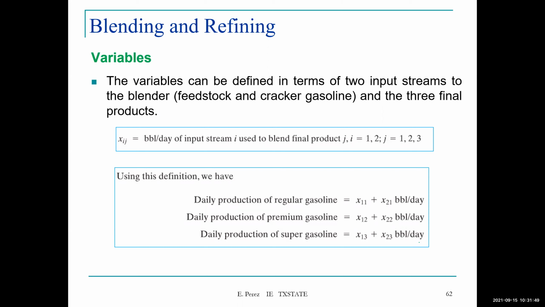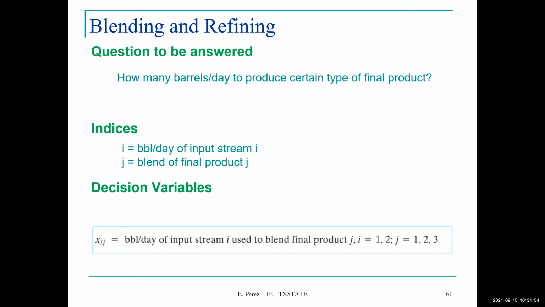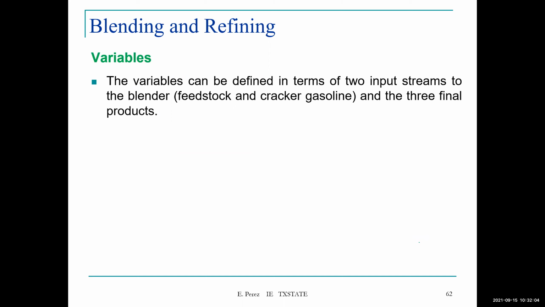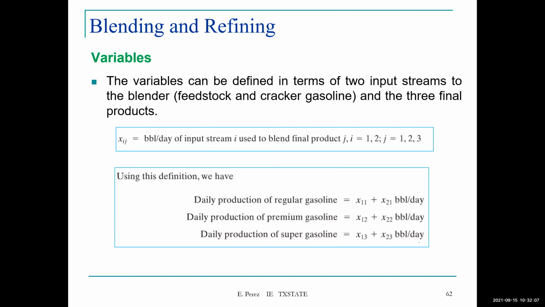And then we have two processes, 1 and 2, to blend the final product. So we have stream I, and for that we have streams 1 and 2, which are the feedstock and the cracker gasoline. So for daily production of premium gasoline, again, we have two inputs, 1 and 2, and the type of gasoline that you're going to produce is 2, which is the premium. So it's represented by J equals 2. So that's why J equals 2 in both of these two decision variables.